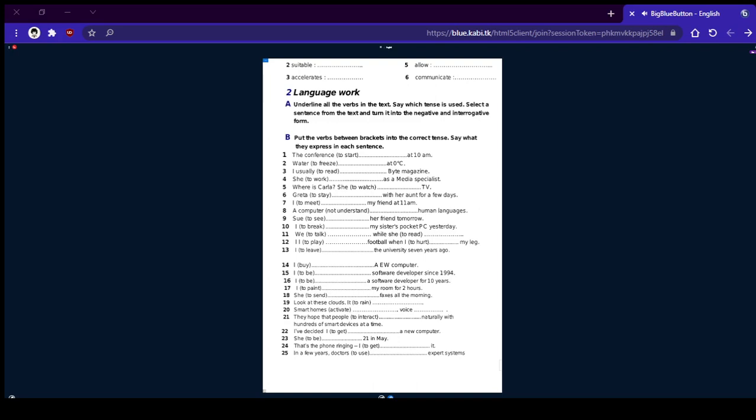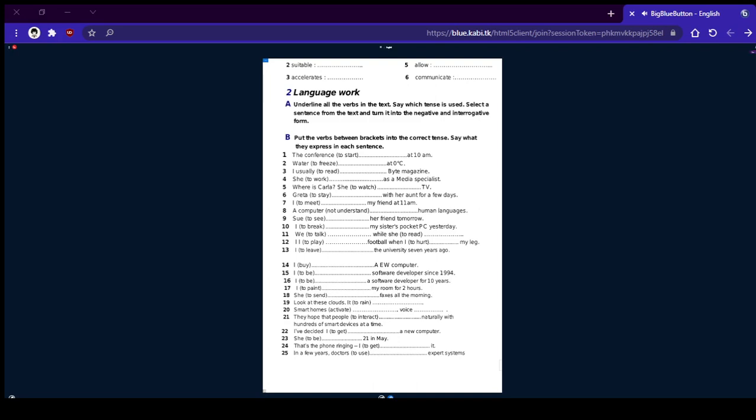Number 11, we to talk while she to read. No, we were or we are talking, yes, but you need to be careful. Either we say we were talking while she was reading, or we are talking while she is reading. Very good. So it has to be either both in the past or both in the present. You can't use two different tenses. Okay?